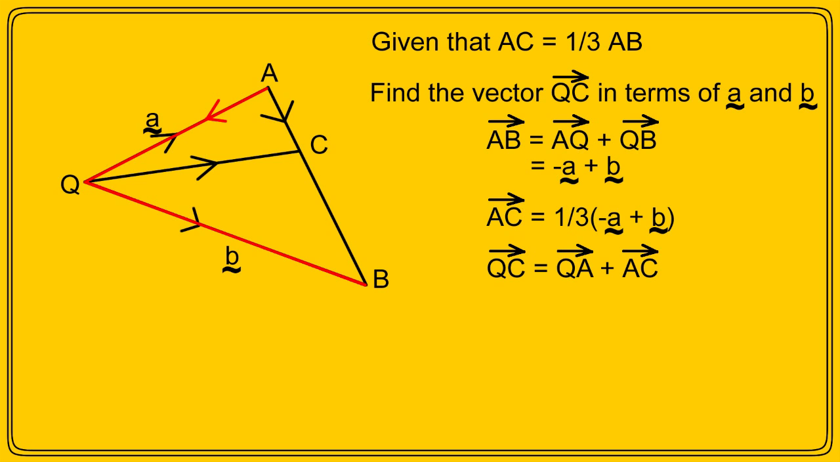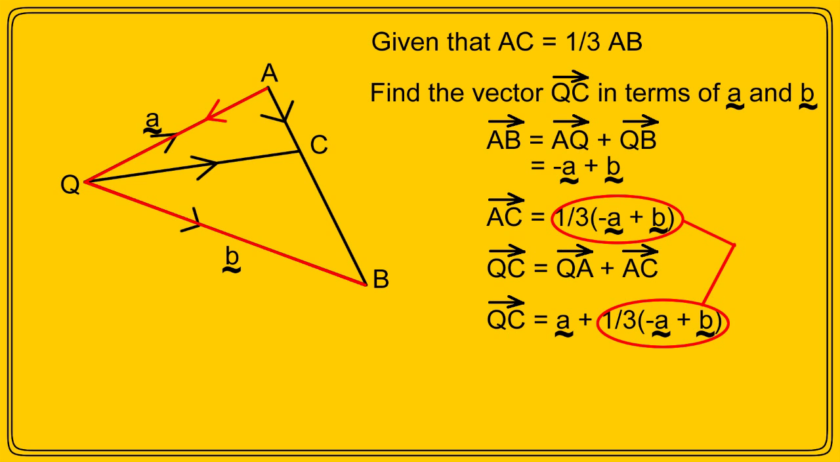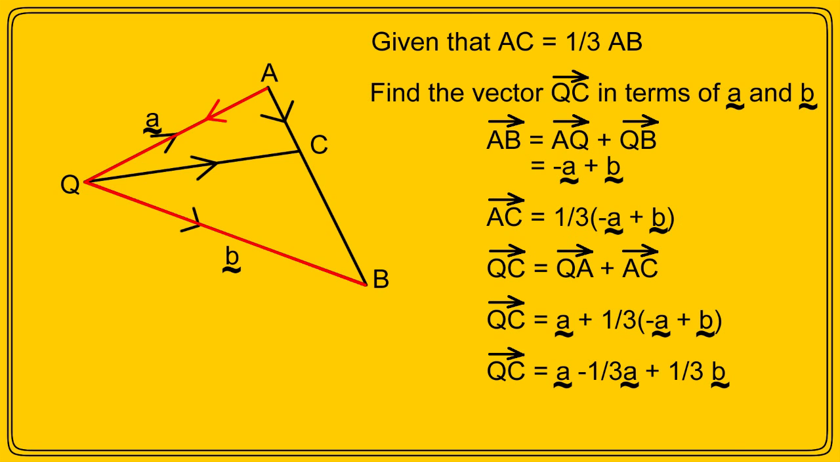Going back to our equation that QC equals QA plus AC, we can substitute this last expression for AC and we get QC equals a plus 1/3 of minus a plus b. Multiplying out the bracket gives QC equals a minus 1/3 of a plus 1/3 of b, which with a bit of simple fraction work is 2/3 of a plus 1/3 of b. And that's it. The vector QC, the one we're after, is 2/3 of a plus 1/3 of b.